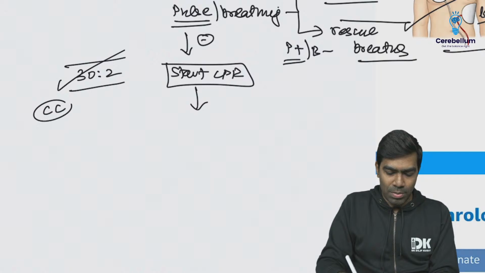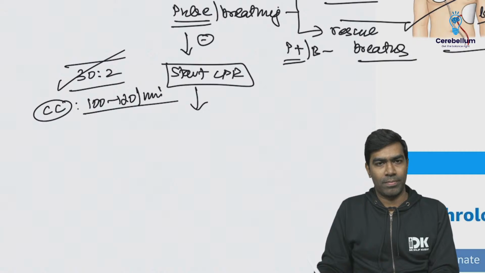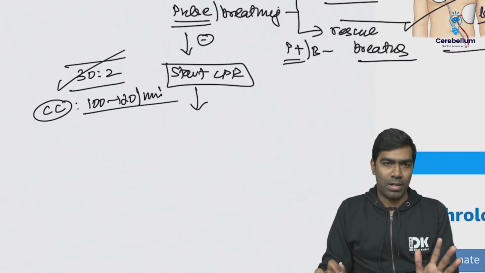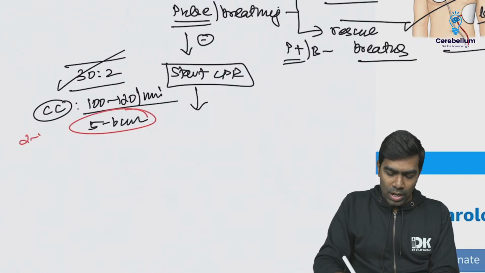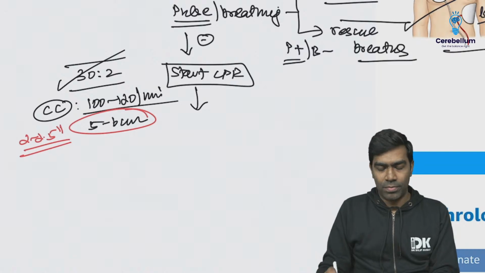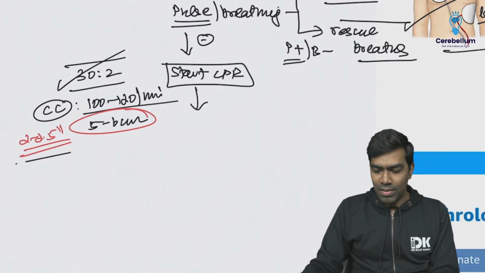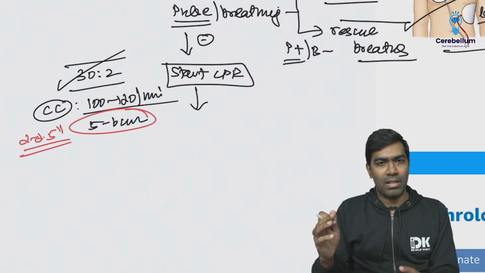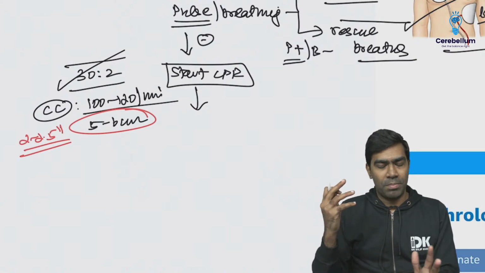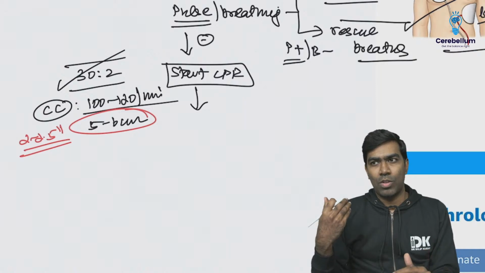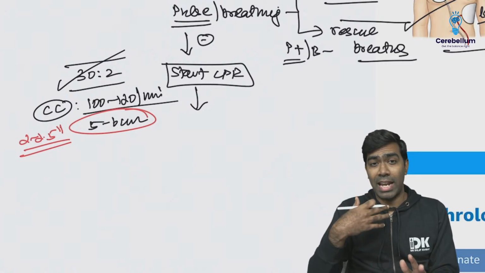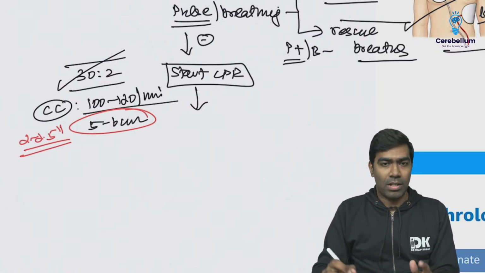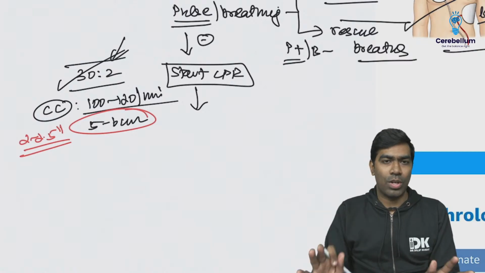And what should be the chest compression rate? It should be exactly 100 to 120 per minute. Not more, not less. The depth of compression should be 5 to 6 centimeters, or 2 to 2.5 inches. That's all. If the patient has an advanced airway, like a laryngeal mask airway or endotracheal intubation, the rescue breath rate can be around 10 per minute. Otherwise, you should give rescue breaths at the 30:2 ratio only.